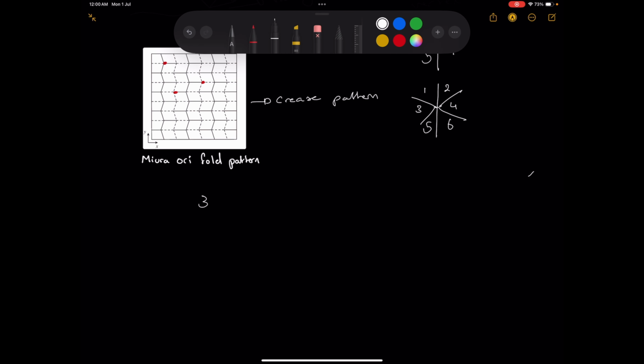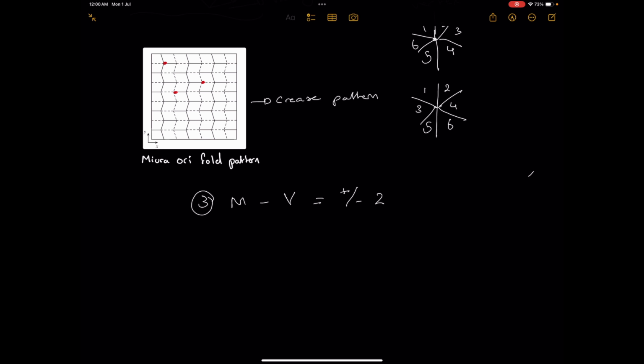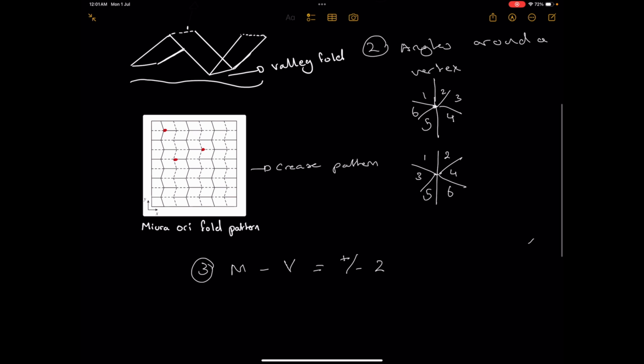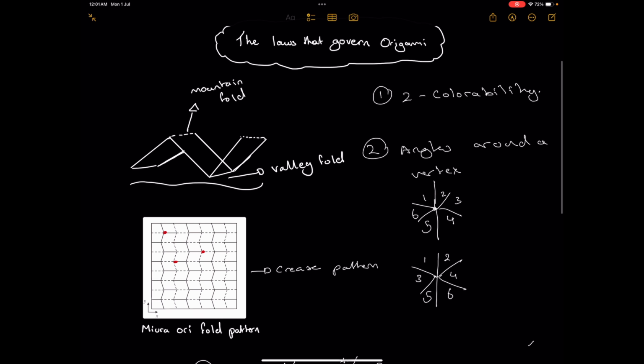Moving on to our third law, let's have a look at mountain valley counting. So for any interior vertex, the mountain folds minus the valley folds, M representing mountain folds and V representing valley folds, M minus V is always equal to plus or minus 2. So this must be satisfied in order for something to be an actual origami fold.